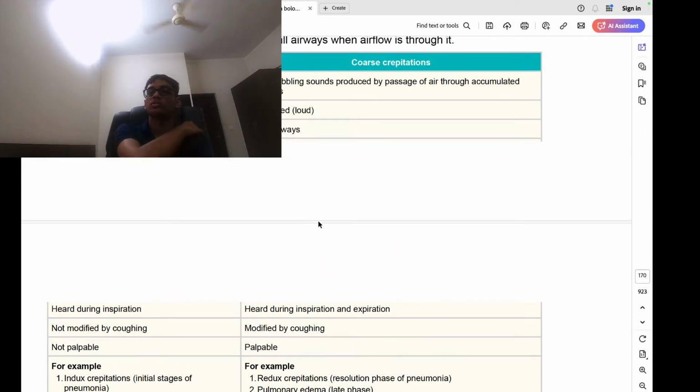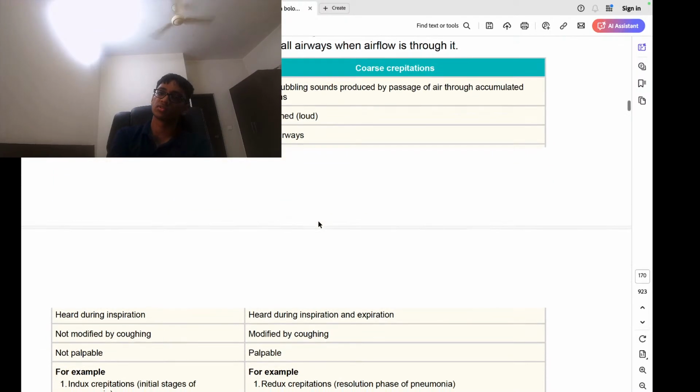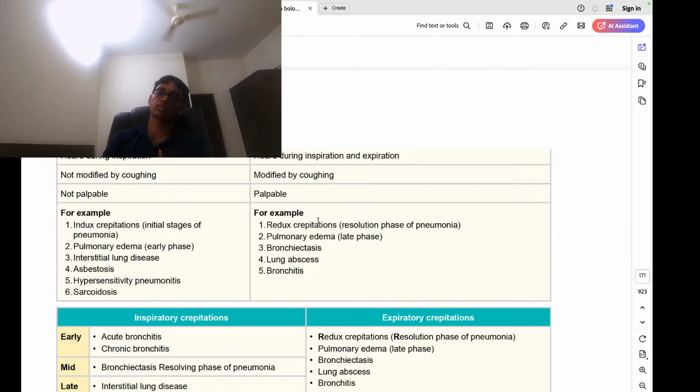Then coarse crepitation occurs due to bubbling sounds produced by passage of air through accumulated secretions. It is low-pitched and loud, and generally seen in larger airways, whereas fine crepitation is seen in smaller airways. Coarse crepitation is heard during inspiration and expiration, it is modified by coughing, and it is palpable. If you keep your hand there, you will feel the crepitations.